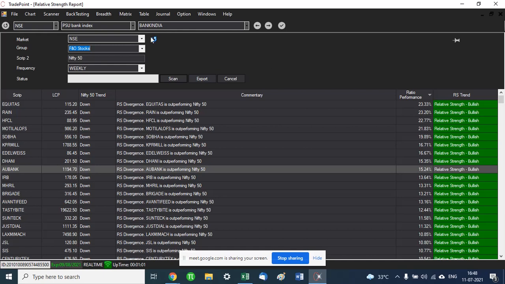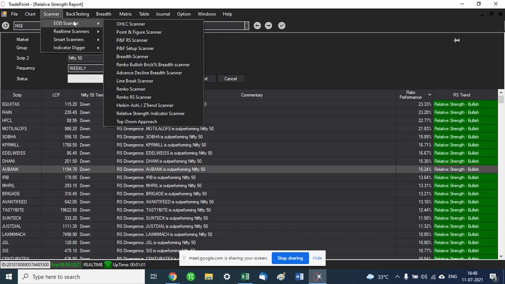The other one that I want to talk about is the scanner. The scanner in TradePoint is pretty useful. They have given a lot of scanning options. Like there's an end of day scanner, which we like to use. You have candlestick scanner, point and figure scanner, point and figure relative strength scanners. All these scanners are there. So if, for example, we go to PNF scanner, because right now today our focus is on point and figure. So we'll talk about the PNF scanner.